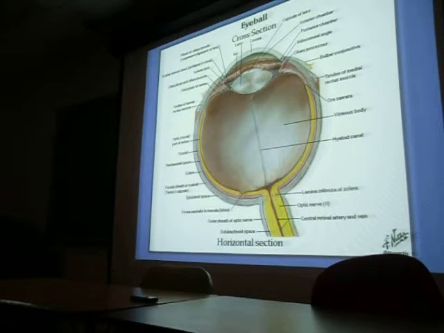So the lens, you'll notice, is attached. Just call these suspensory ligaments, the easiest way to remember that. It suspends the lens. They are in a normal state of slight tension, pulling on the lens, and they are attached to what's called the ciliary body right here. And that is a smooth muscle.